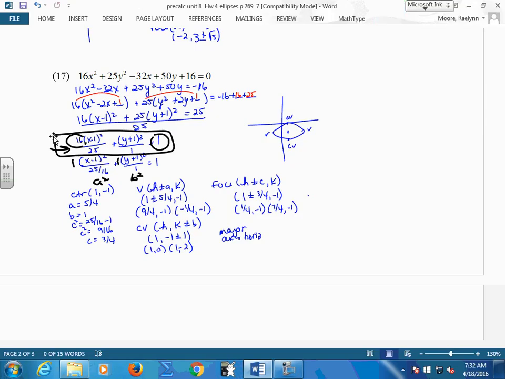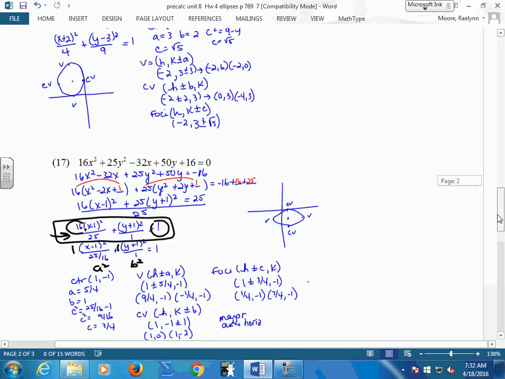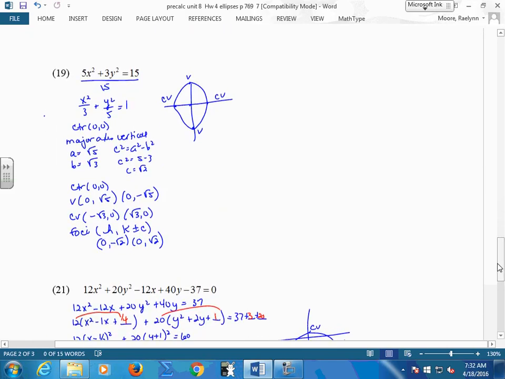And it kind of puts fractions into your foci as well. A little bit different to look at. Don't forget, if it was a circle, you'd see those the same. 5 and 5, 3 and 3. You'd see those the same. What makes it an ellipse is the x squared, y squared, but the coefficients are different.